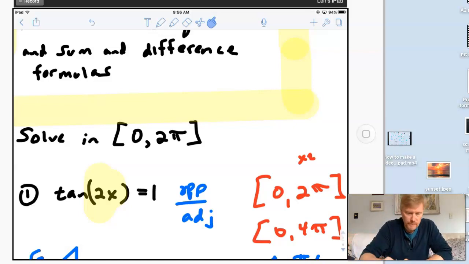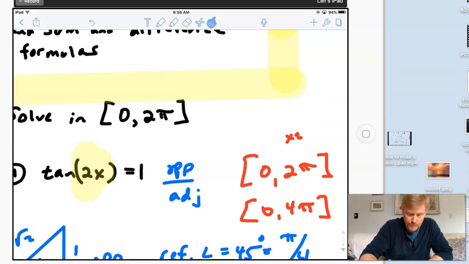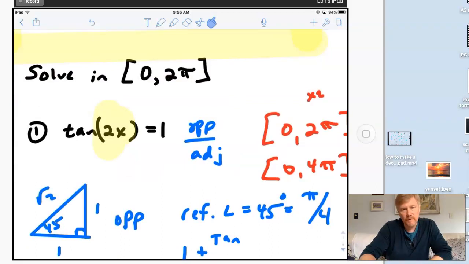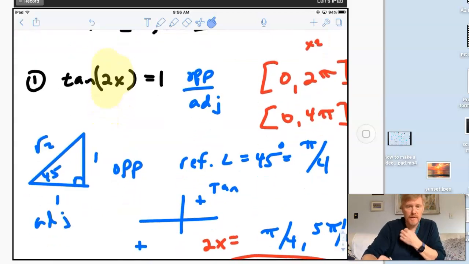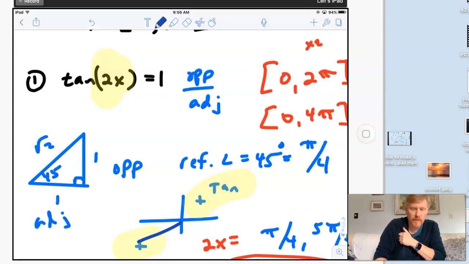All right. So first thing I'm going to do is find the reference angle. Which angle, when I take the tangent of it, gives me 1? Well, that's a 45-45-90, which means my reference angle is 45 degrees. We're working in pi's or radians, which means pi over 4 is the same as 45 degrees. Now, the tangent is positive in the first and third quadrants, which means that's where my reference angles go, so those two answers will be pi over 4. And if I went over into this quadrant here, that would give me 5 pi over 4, okay?